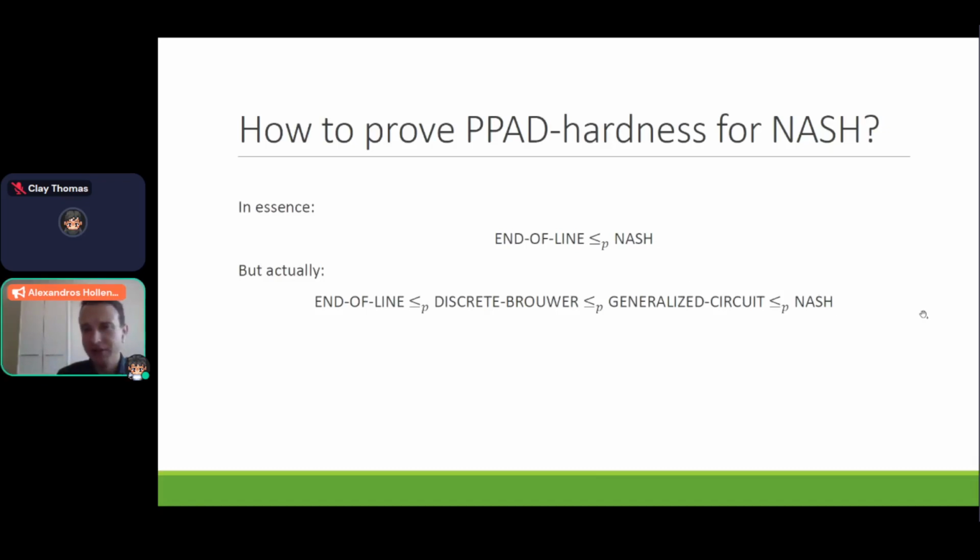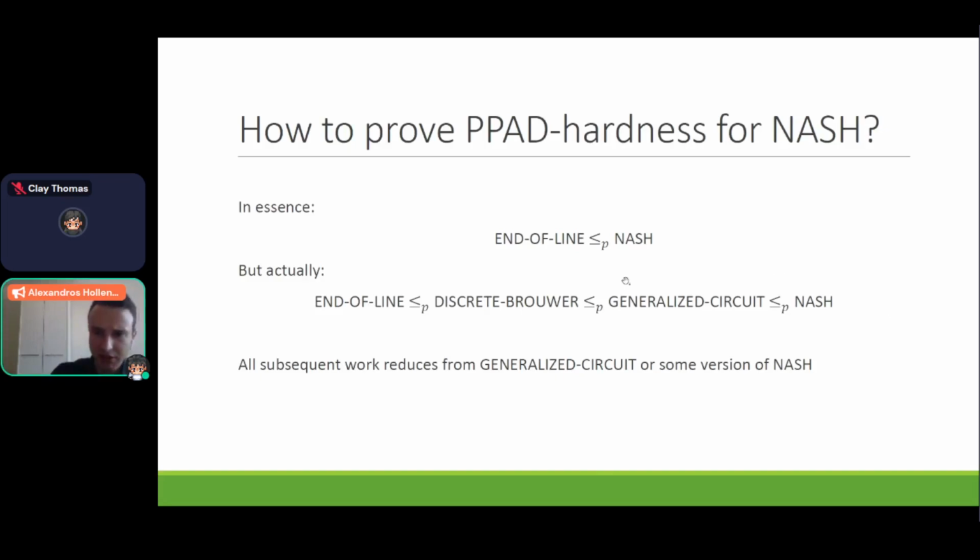Now, what does that mean? Does that mean that when we have to prove PPAD hardness, we have to go through this whole chain of reductions? No, fortunately, the hard work has been done before. And so now all subsequent work reduces from one of the problems on the right end here, namely either the generalized circuit problem or the Nash problem itself, depending on what problem you're looking at. So in a certain sense, this generalized circuit problem has become like a standard tool for proving PPAD hardness.